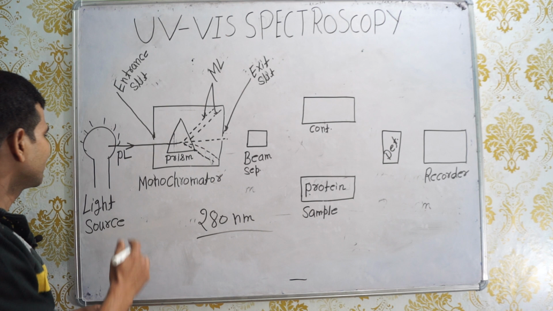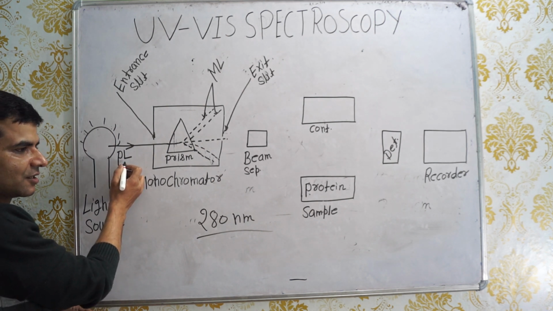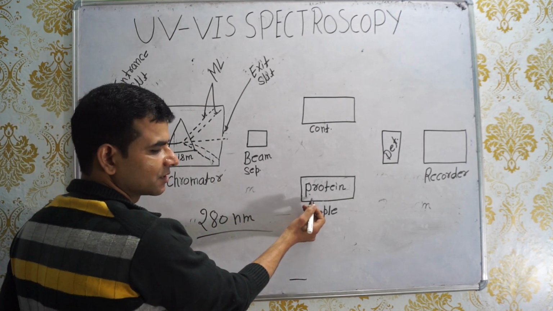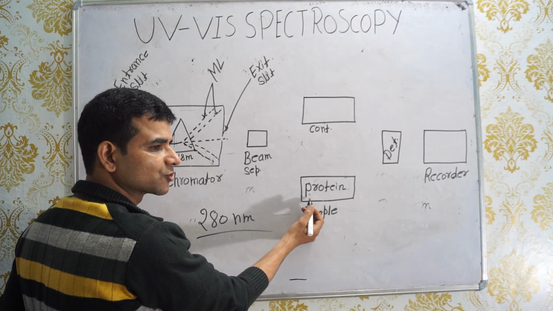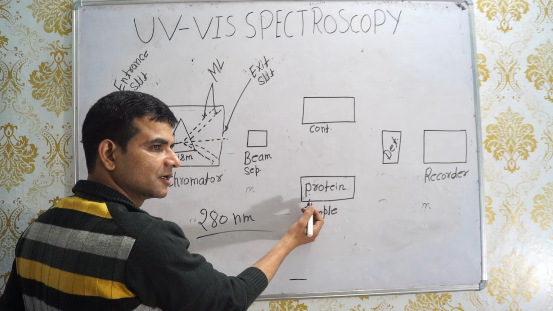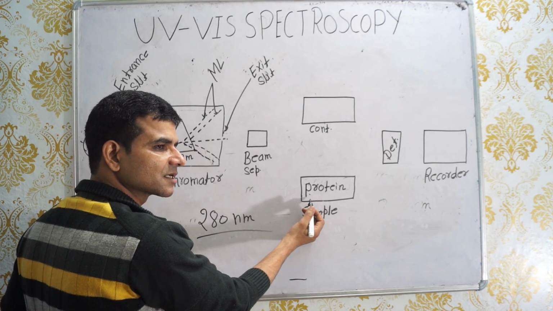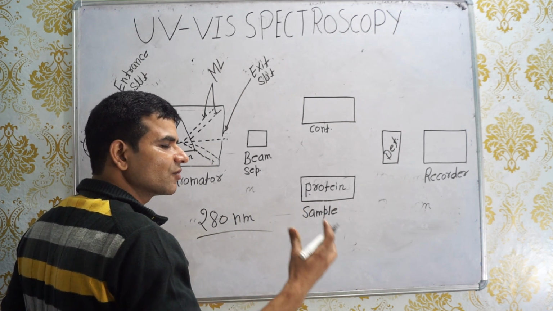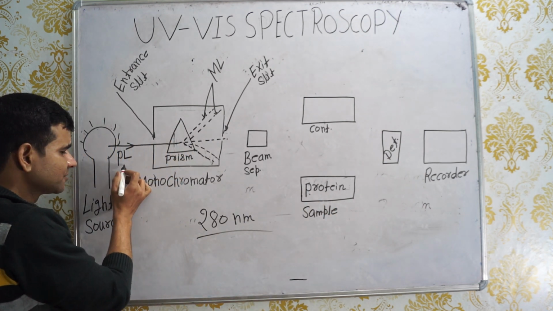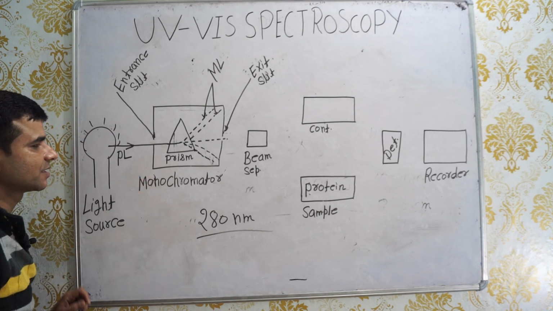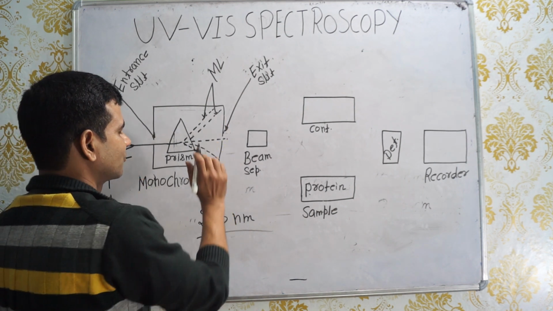Therefore, if polychromatic light falls on the sample, then the protein present in the sample will not absorb that polychromatic light, because polychromatic light is the combination of light of many wavelengths. Therefore, this polychromatic light has been converted into monochromatic light.